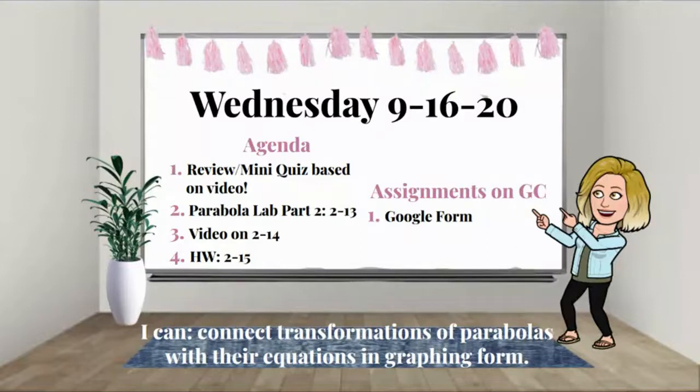Today's I can statement is the same as it was yesterday. So it's I can connect transformations of parabolas with their equations in graphing form. Yesterday you looked at some stretches, compressions, and flipping it over the x-axis. So we're going to put that into a little bit more formal definition here.